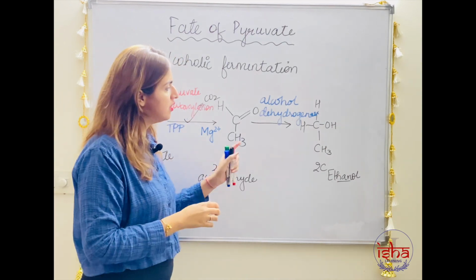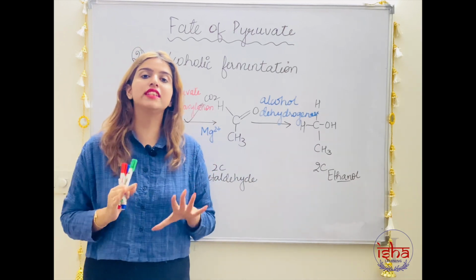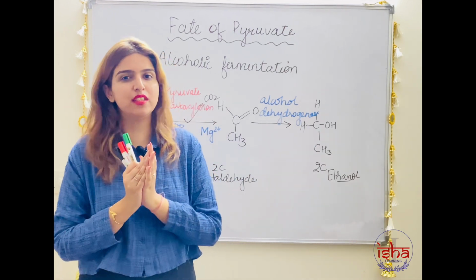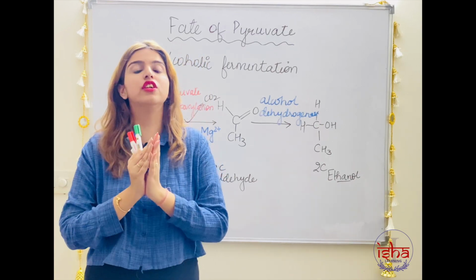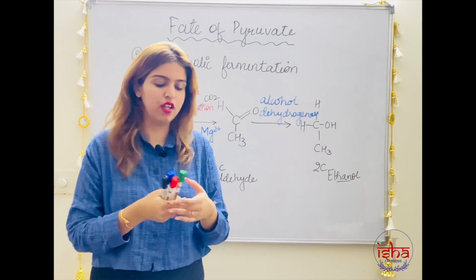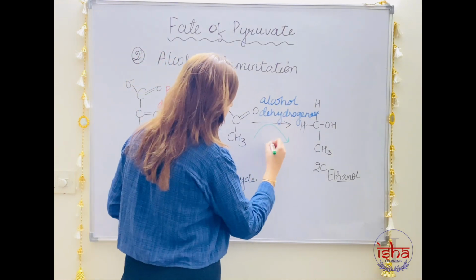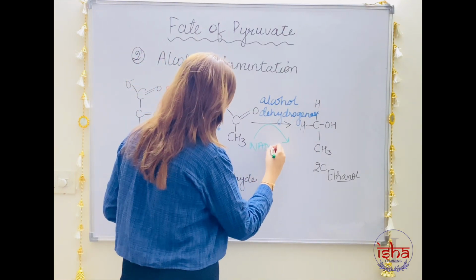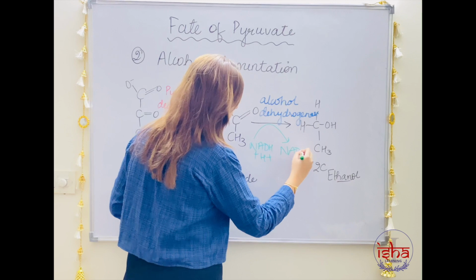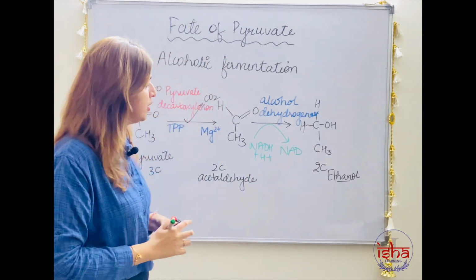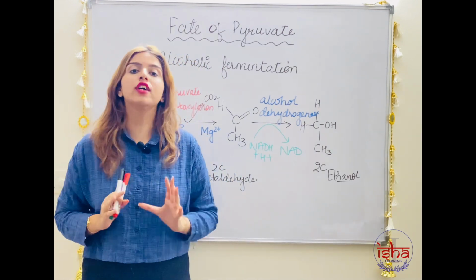Now, you see here, if there is a reduction, there definitely has to be an oxidation also. Because in biological systems, reduction never happens alone. It happens along with oxidation, a redox reaction. Reduction, oxidation. What is the oxidation involved here? Now you see the NADH plus H plus is going to get converted to NAD plus. Now this step is going to give me hydrogens that I am going to utilize over here. So this is a redox reaction.